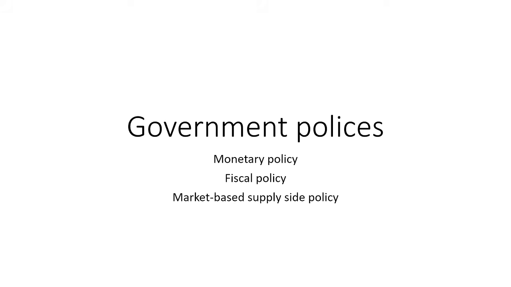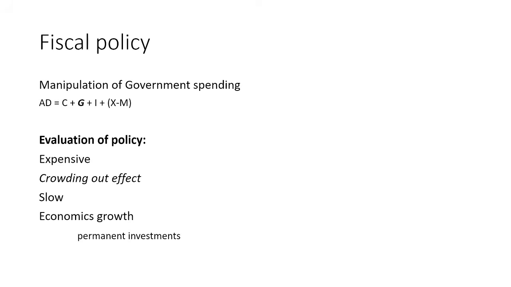Okay, so then there's another thing to talk about. They are government policies. They include monetary policy, fiscal policy, and market-based supply-side policies. So a fiscal policy is the manipulation of government spending, and it may also be a change in the tax rates or subsidies. So this will change the G component of AD, which will change AD accordingly.